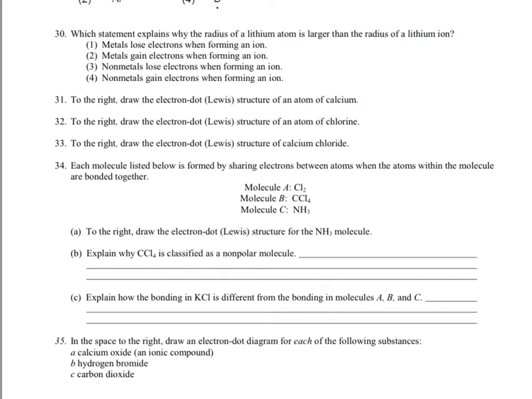Next, we're asked to draw the Lewis dot structure of a calcium atom. Calcium, from our reference table, is element number 20, has an electron configuration of 2,8,8,2. So a calcium atom will have 2 dots. So its Lewis dot structure will look like this.